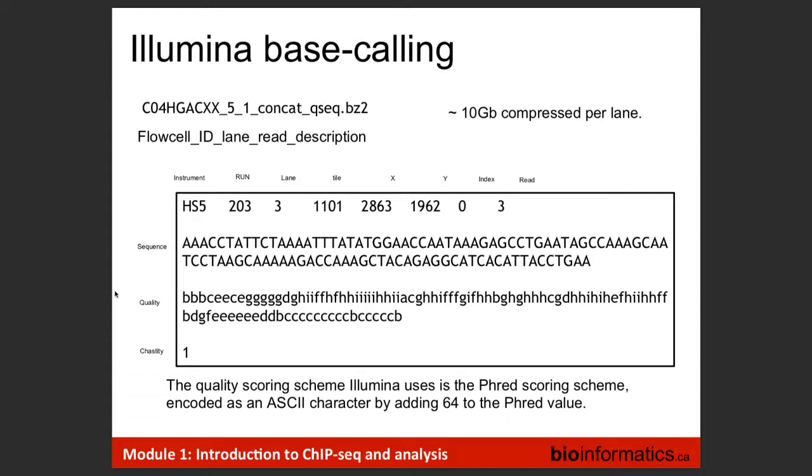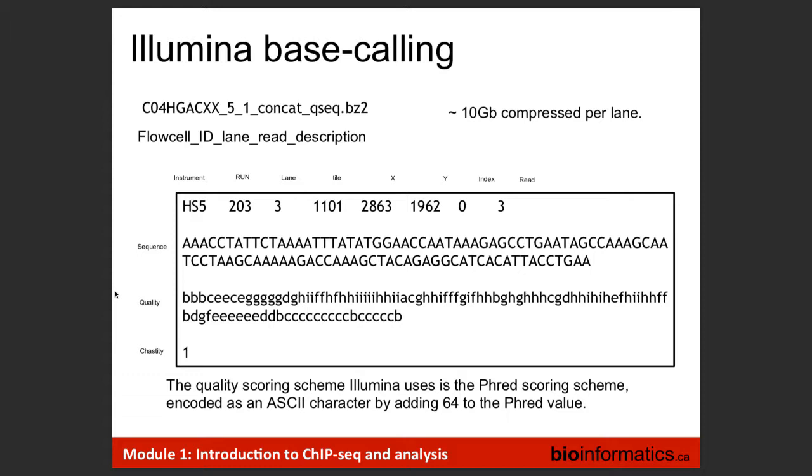And the base qualities, of course, don't look like 20, 30, 40, 50, as you would expect from a PHRED quality or from a PHRED score. That's because they've been encoded in ASCII. ASCII is just a way of compressing two digits to one digit to save space. Of course, we're dealing with files that are millions of lines long. So it's a very simplistic way of transforming that into a way of compressing it, a non-lossy compression.